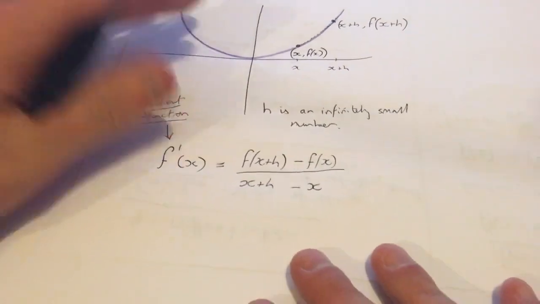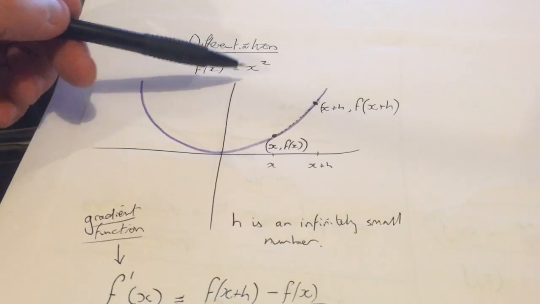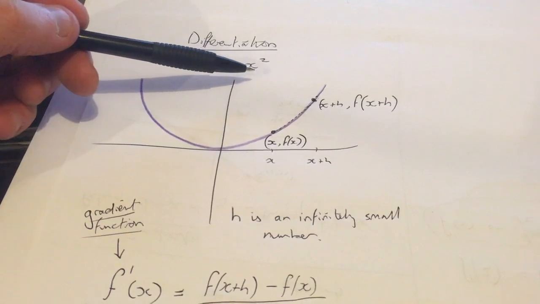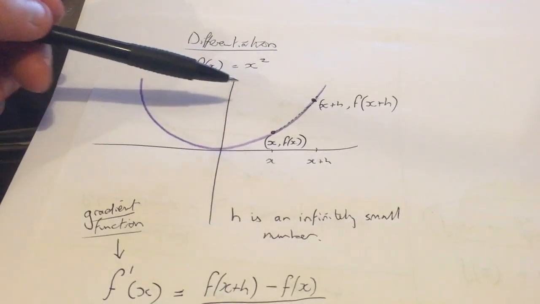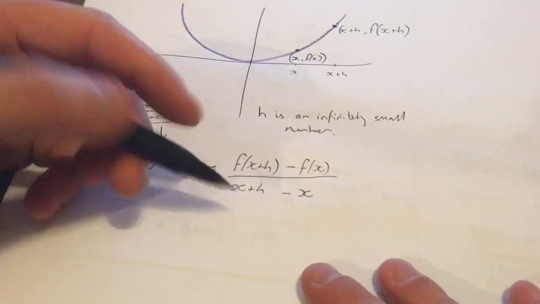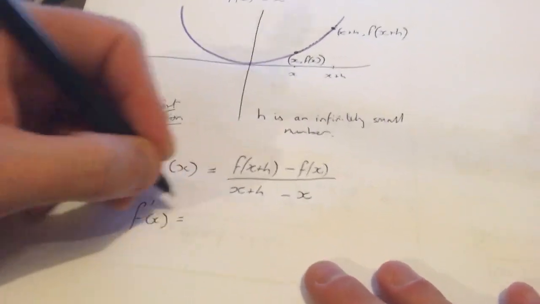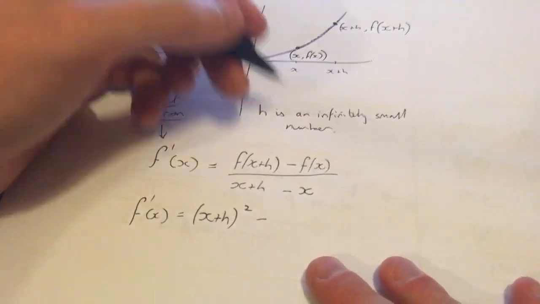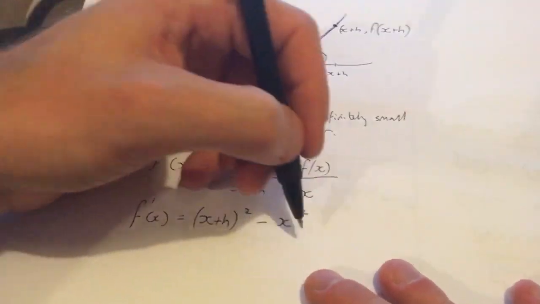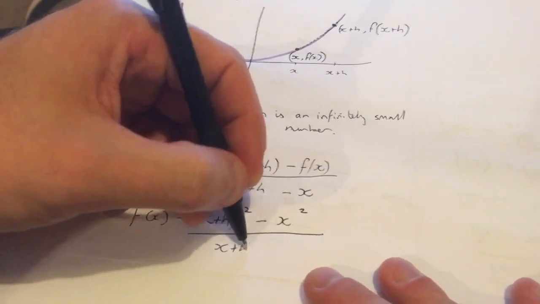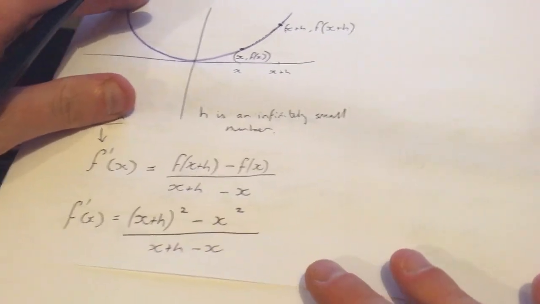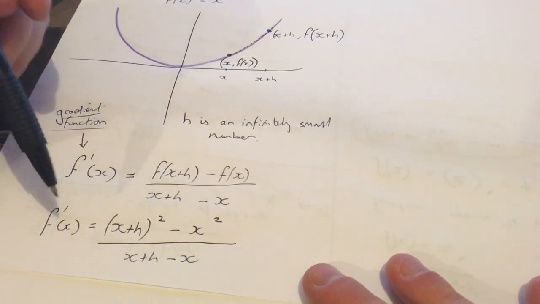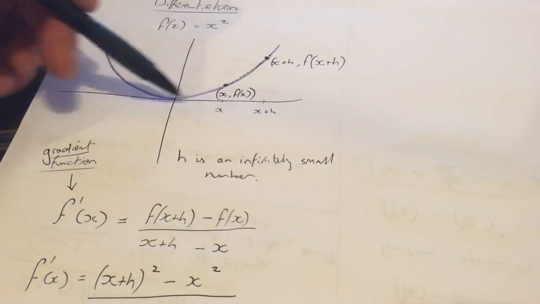Cool, right, so we're going to do this specifically for x squared. So x squared, here's our function. So we're going to have f of x plus h is going to be x plus h all squared, and f of x is just going to be our original function, x squared. So we get our gradient function. It's going to be x plus h all squared minus our original function, x squared, all divided by x plus h minus x. Cool, so theoretically if we expand everything and then simplify, we should be able to work out what the gradient is for any point on x squared.